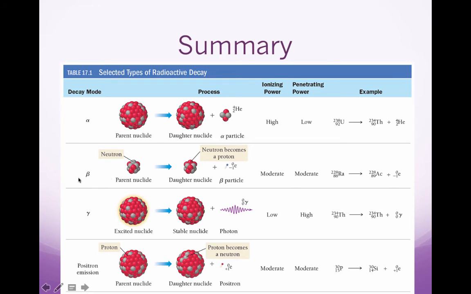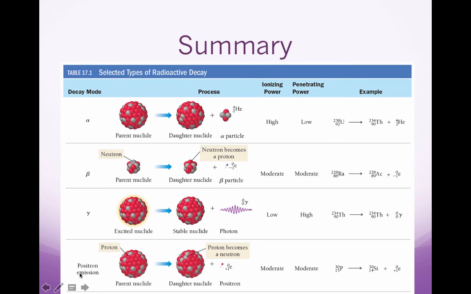Then beta radiation, remember, is when a neutron becomes a proton and emits an electron, and it has moderate ionizing power and penetrating power. So here's an example of that. Gamma radiation is when an excited atom goes to a stable atom and it emits some photon, or this gamma particle. And here's an example of that: thorium-234 going to thorium-234, but it emits this gamma radiation. It has low ionizing power but high penetrating power.